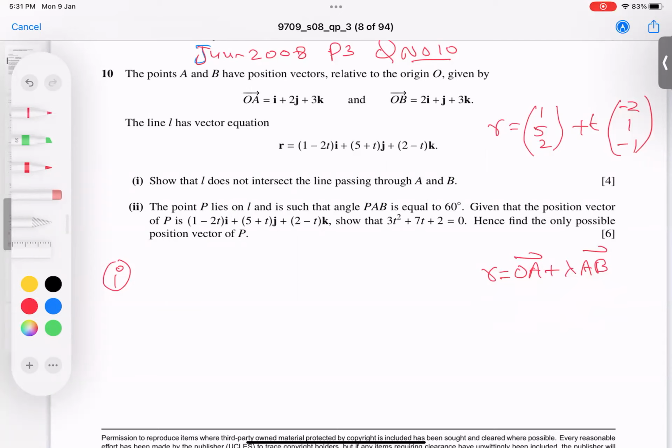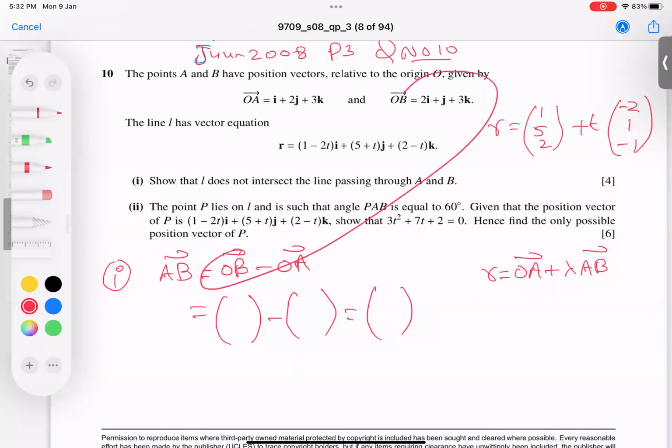Okay, so let's start. I'm looking for the AB vector. How to get the AB vector is very clear. The AB vector formula is OB minus OA. OB is this, so I'm writing 2, 1, 3. And OA is this, I'm writing 1, 2, 3. Now 2 minus 1 gives you 1, 1 minus 2 gives you -1, and 3 minus 3 gives you 0. So this AB value I will plug in here.